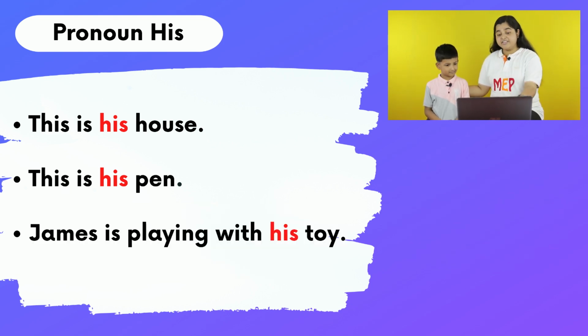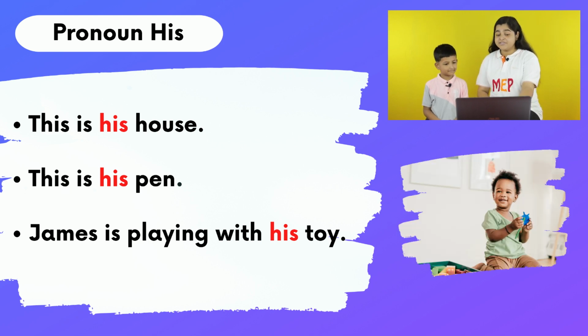So Rudy, read the third example. James is playing with his toy. Correct. Now which is a possessive adjective in this sentence? His. Why? Because it shows that the toy belongs to James.